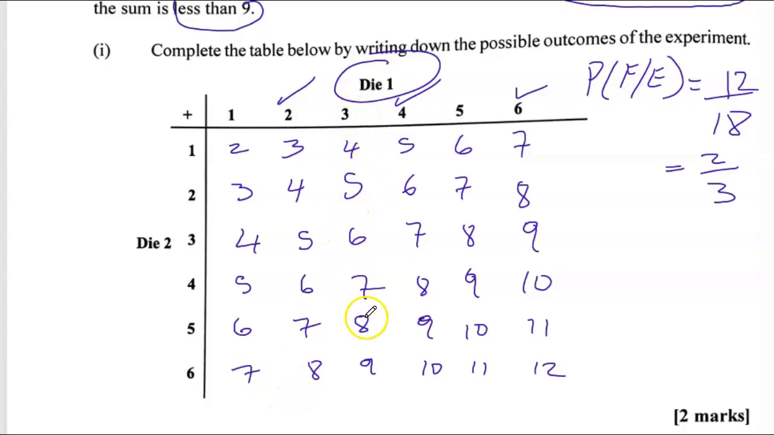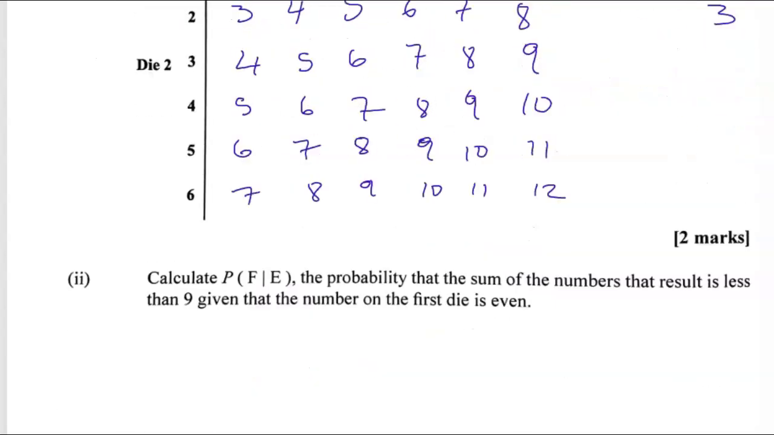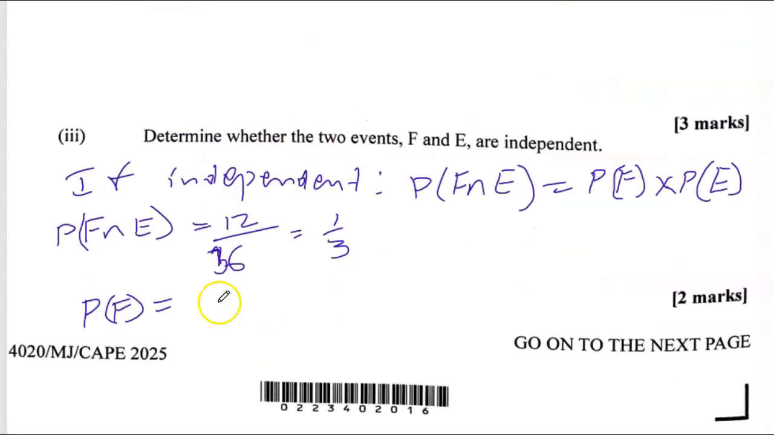Third column, 12 and 5, that's 17. Fourth column, 17 and 4, all the numbers less than 9, that's 21. And less than 9, 21 and 3, that's 24. Less than 9, 7, 8, that's 26. So 26 of these values are less than 9, and that's 26 out of 36.